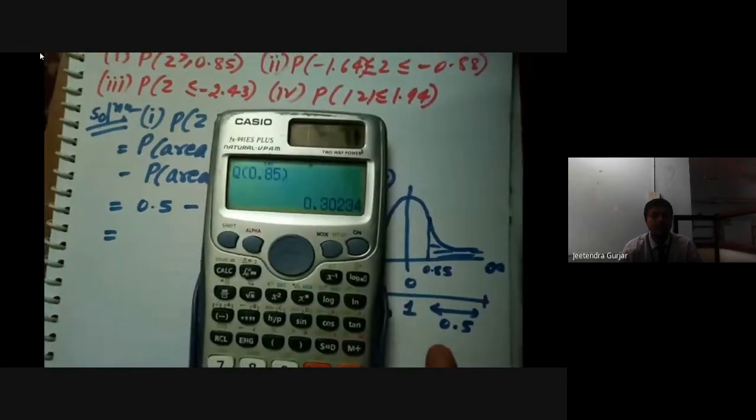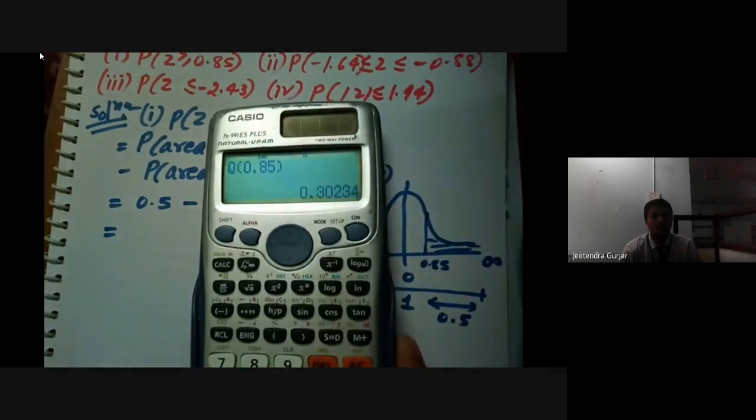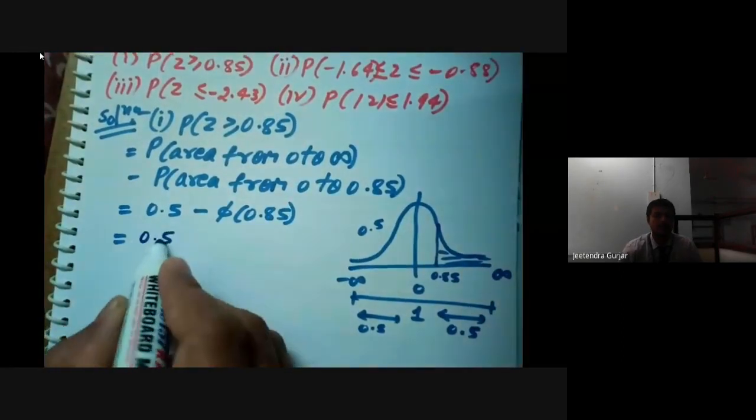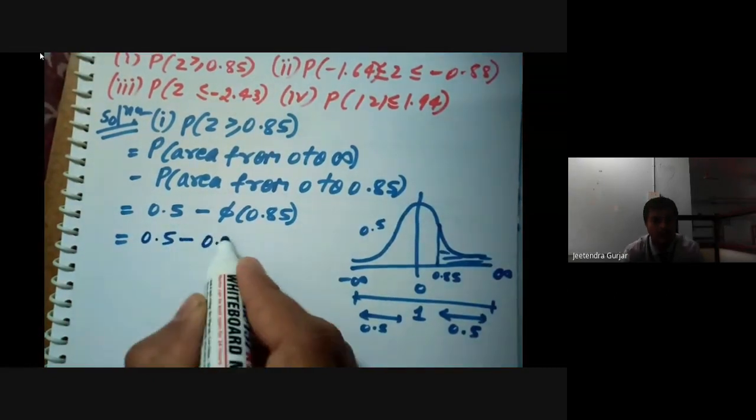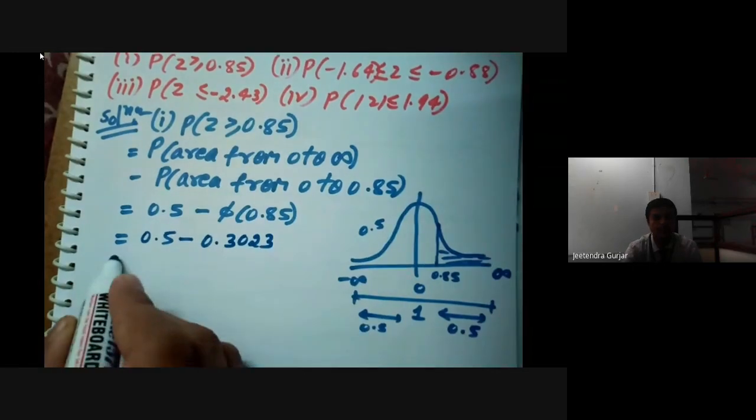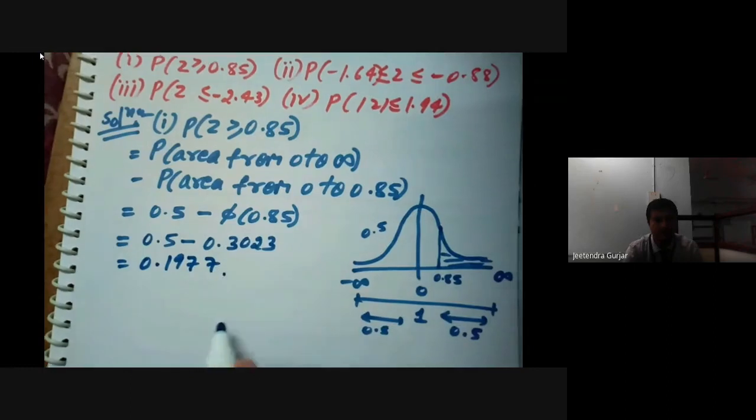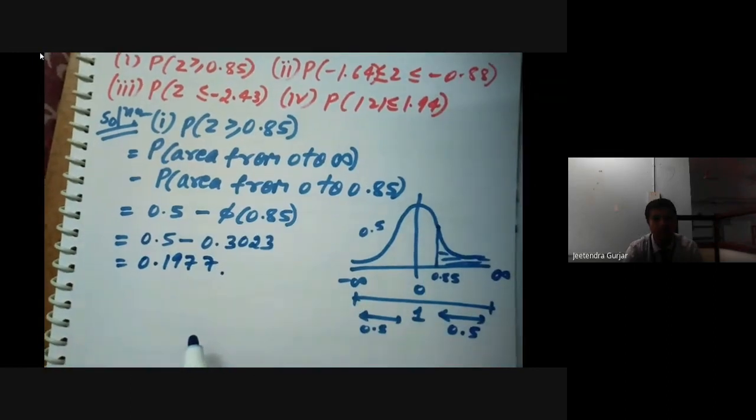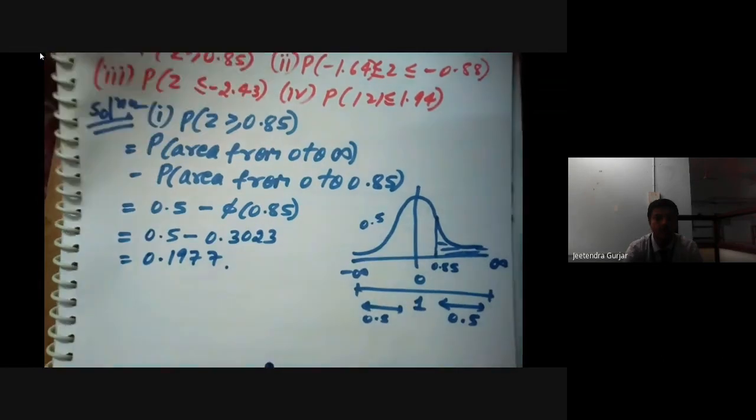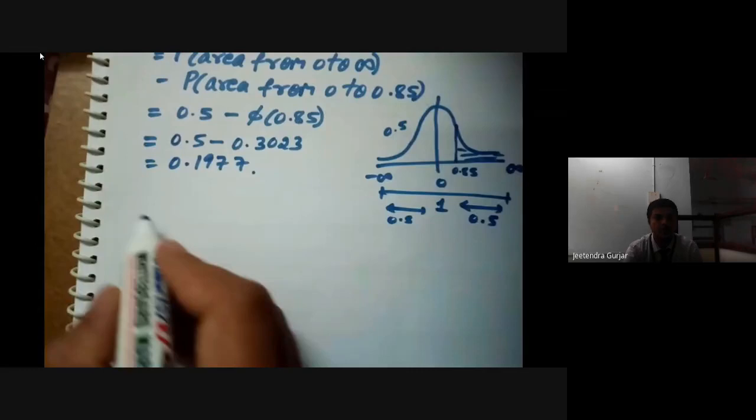I think everyone has got 0.30234, student. So please remember this. I've already shown it in the calculator. Now just write this value. It is 0.5 minus 0.3023. Just simple it is. So if you subtract this term, you're going to get 0.1977, students. Okay, so this is what we get for the probability of Z greater than or equal to 0.85, students.